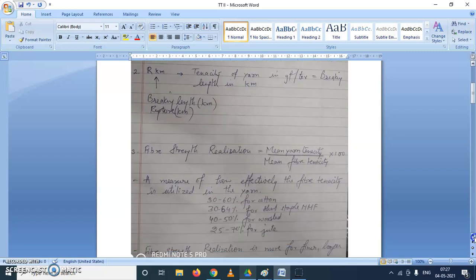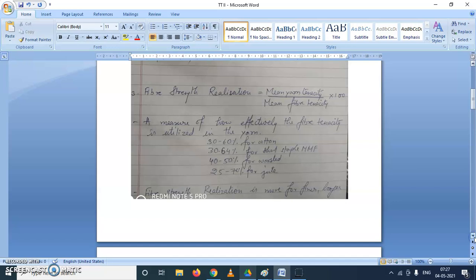Next, one more term we need to understand, that is fiber strength realization. What is fiber strength realization? It is the ratio of yarn tenacity and fiber tenacity. As we know that yarn tenacity is always lower than fiber tenacity if they are compared in same units. So fiber strength realization, which is a measure of how effectively the fiber tenacity is being utilized in the yarn, is never 100%. That means yarn tenacity is always lower than the fiber tenacity.